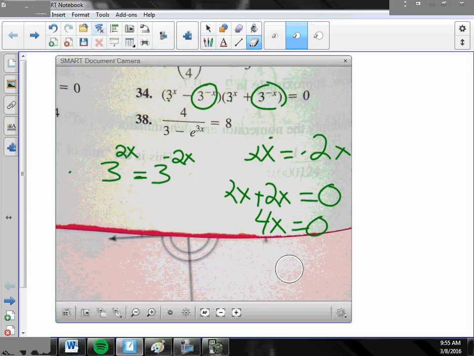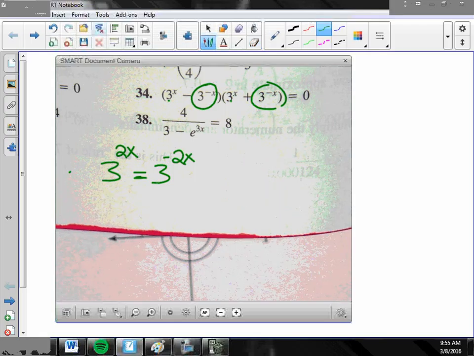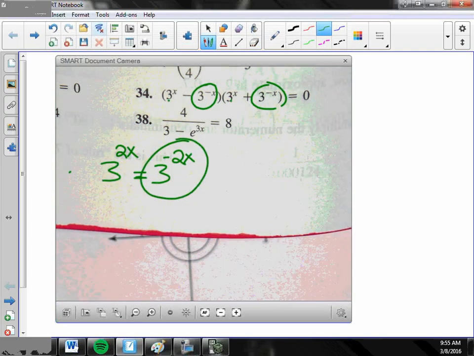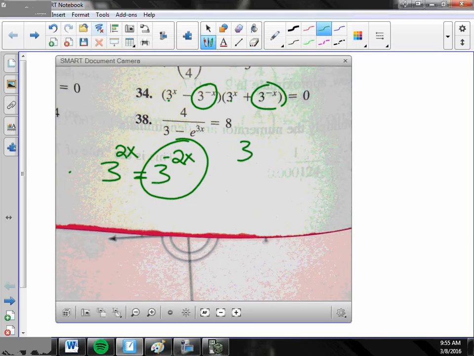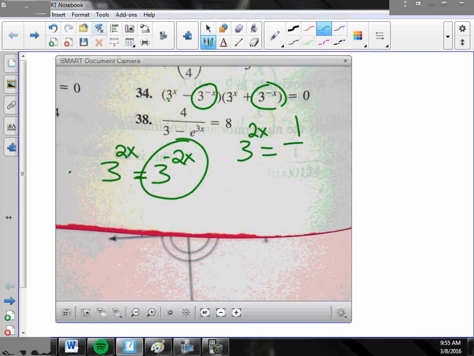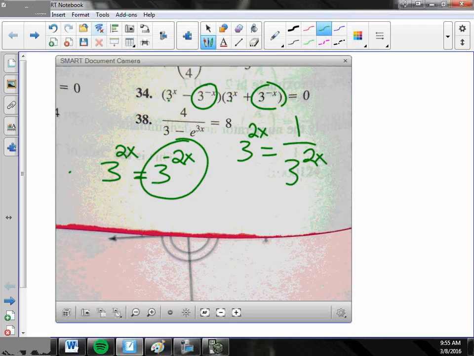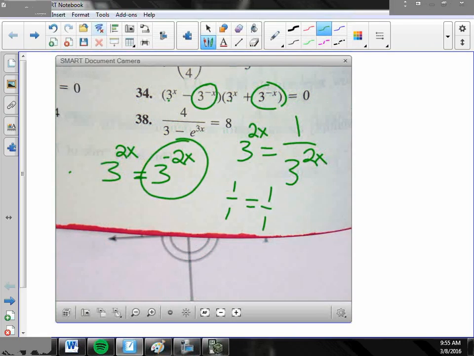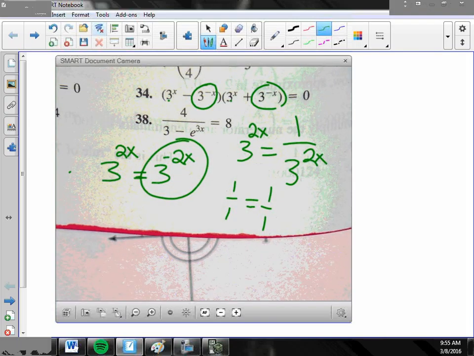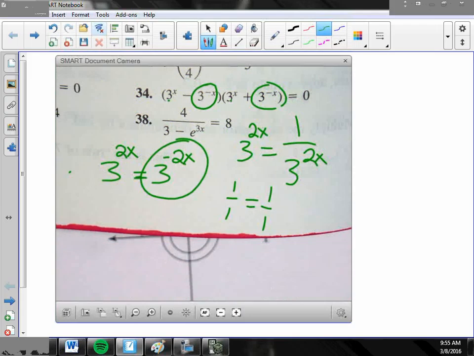I was hoping somebody would see it right here. This is just 1 over 3 to the 2x. So when does 3 to the 2x equal 1 over 3 to the 2x? The only way to make that work is to get 1 over 1 equals 1 over 1. And 0 is the only answer that will make that work. So that one was kind of tough.